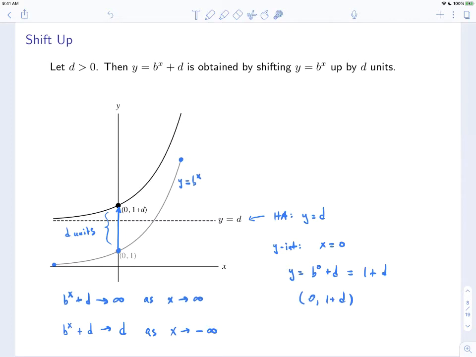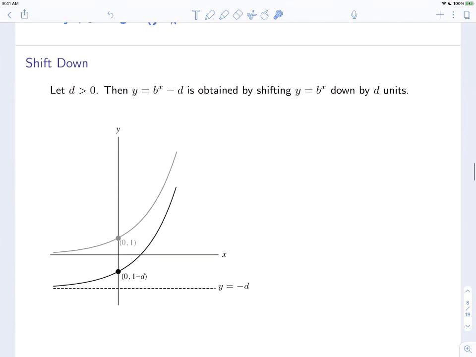As x goes to negative infinity, as you move further and further to the left, we're looking at this graph right here. This is y equals b to the x plus d. So as x is moving to the left, you're getting closer and closer to the horizontal asymptote, which is y equals d. So b to the x plus d approaches d as x goes to negative infinity. And that's simply because b to the x is going to 0. So you're just going to be left with that d.